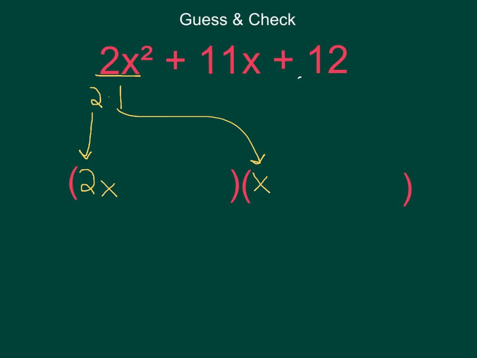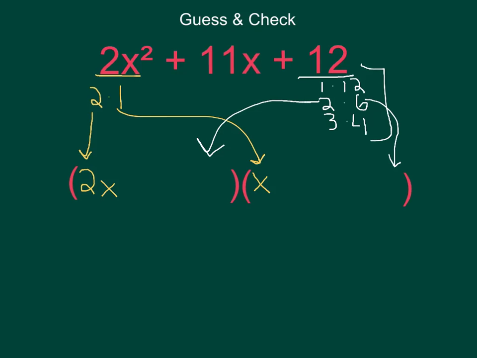Next step, we have to look at what are my factors of 12. There's 1 times 12, 2 times 6, and 3 times 4. Now the guess and check, you not only have to pick one of these sets to guess, you then also have to guess where they go. You know, if I pick the 2 and the 6, does the 2 go here and the 6 go here, or is it switched? So sometimes you have to make a few guesses before you get the right answer.